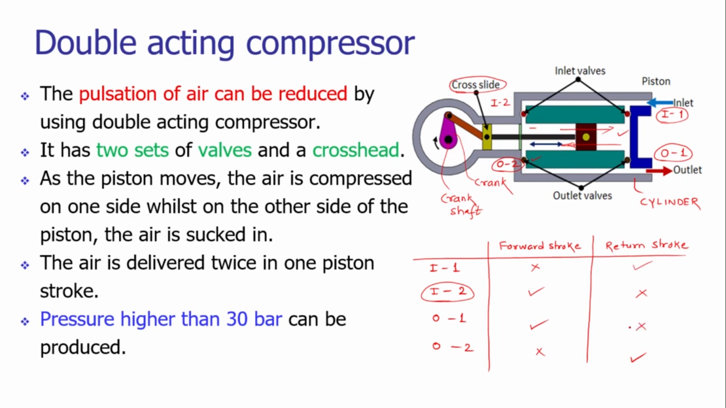So in this way, in the forward stroke we are getting the compressed air, and in the reverse stroke as well we are getting the compressed air. So in this way we can have double action of the compression during the forward stroke and the reverse stroke, that is increasing the compression capacity of these cylinders. So generally these kinds of compressors are manufacturing a pressure of up to 30 bar.